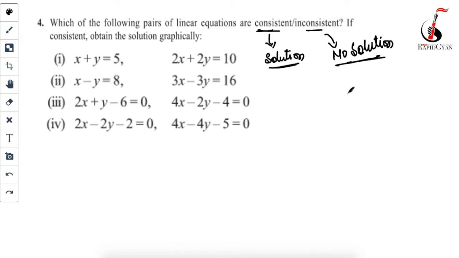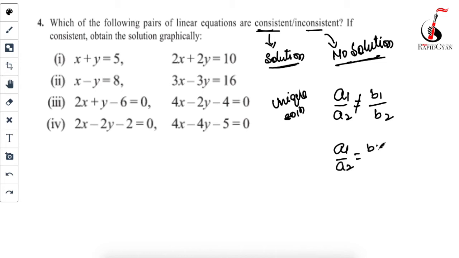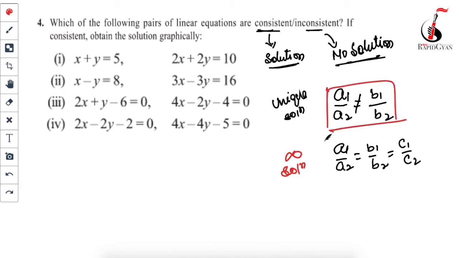We find it by a process. If a1 upon a2 is not equal to b1 upon b2, this is the case of a unique solution. Correct? If a1 upon a2 is equal to b1 upon b2 is equal to c1 upon c2, this is the case of infinite solutions. This is the case of a unique solution, and this is the case of an infinite number of solutions.